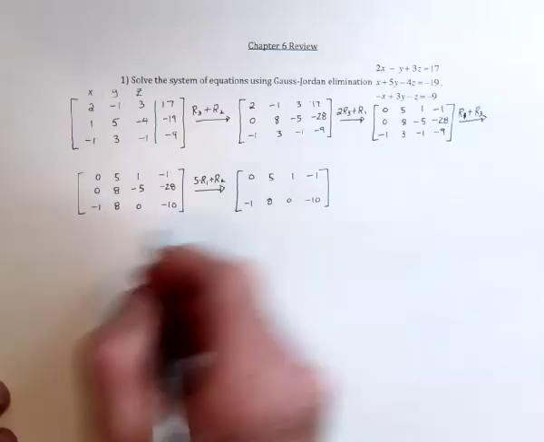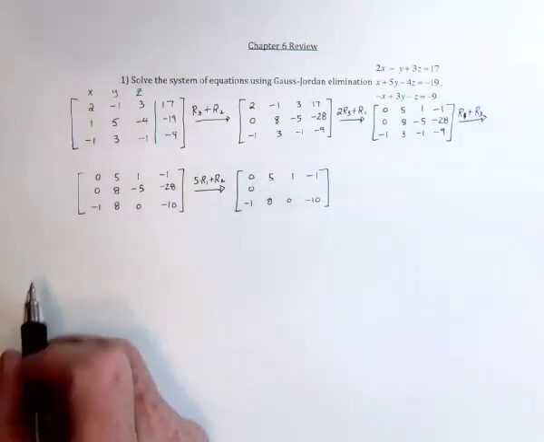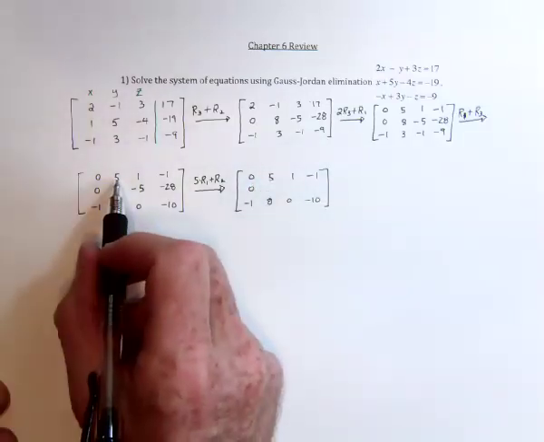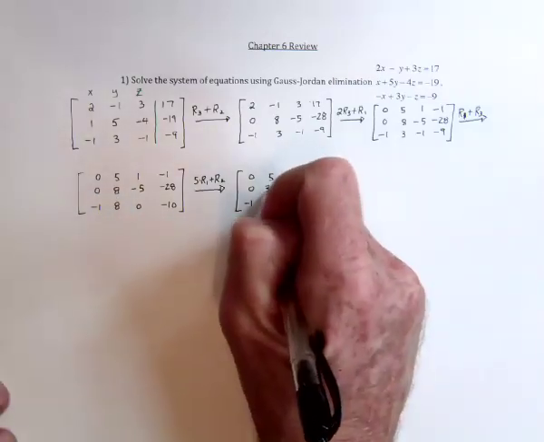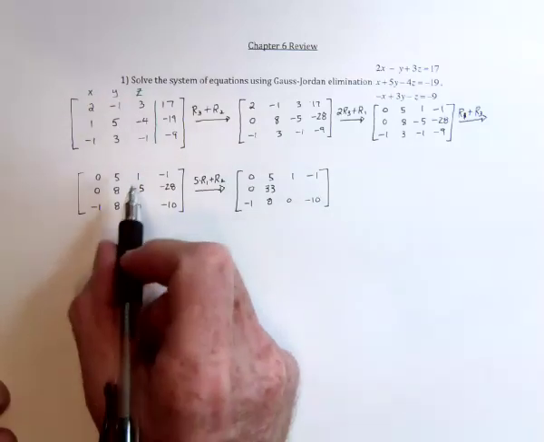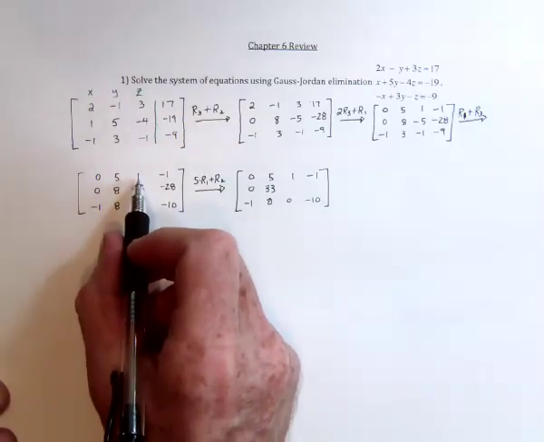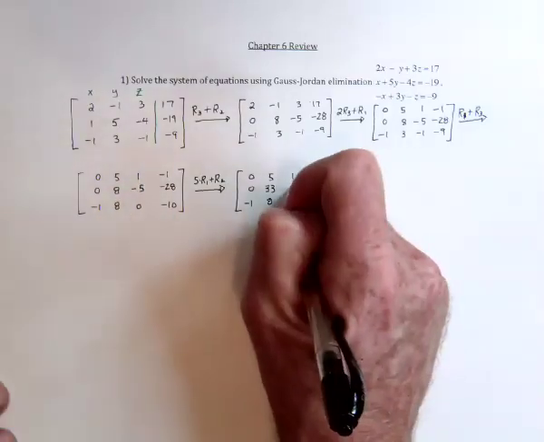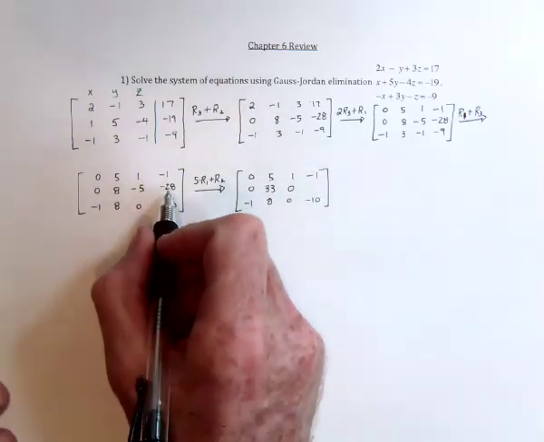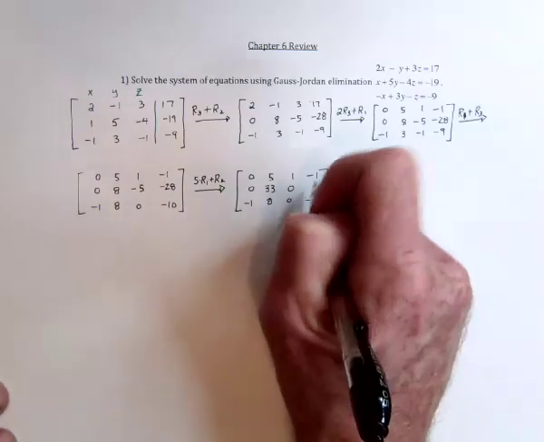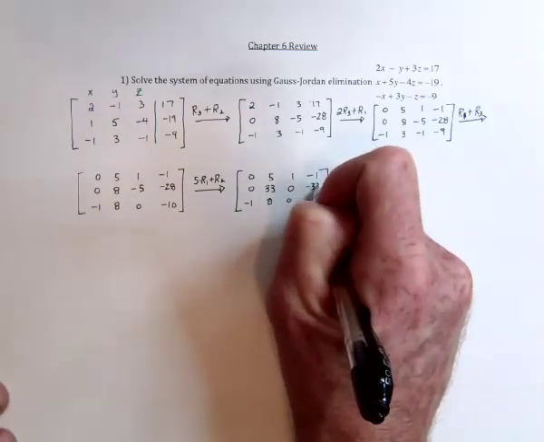Okay, so the 0 is not going to change the 0. But now we've got a 5 times this, which is 25, added to 8 is 33. And then this will be a 5, which cancels that. I've got 0. And then a 5 times this is -5 with -28 is -33.